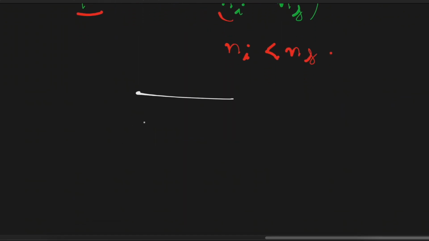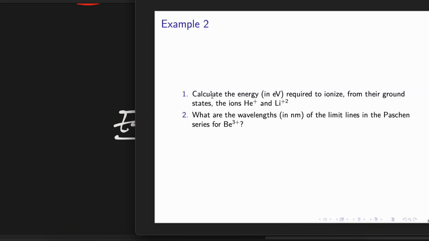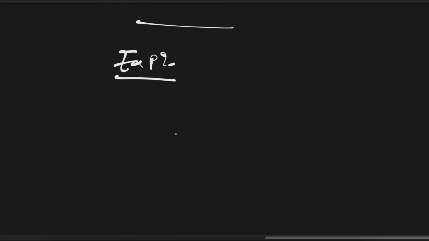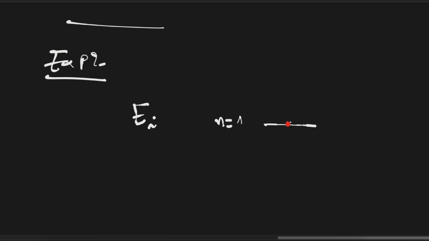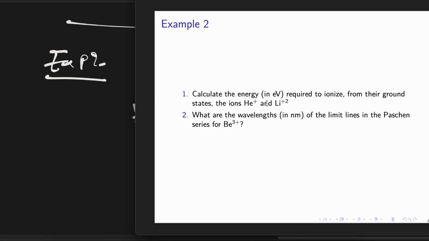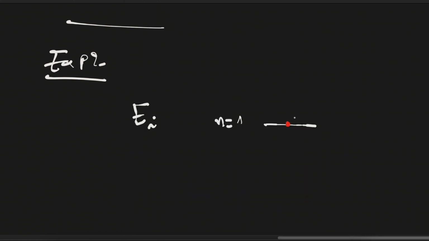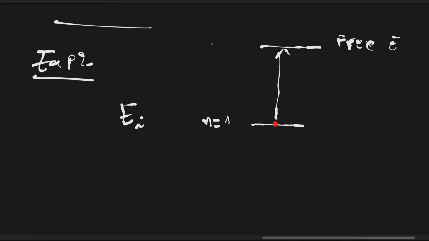In the second example we have two questions. The first one: we have to calculate the energy in eV required to ionize from their ground state the ions helium plus and lithium 2 plus. So here we have to determine the ionization energy that we will call I. Here we have the electron of the helium, which is in the ground state, which means n is equal to 1. And when we talk about the ionization, or the energy to ionize, it means the energy to remove this electron. So we have a free electron, which means that the final n is equivalent to infinity.